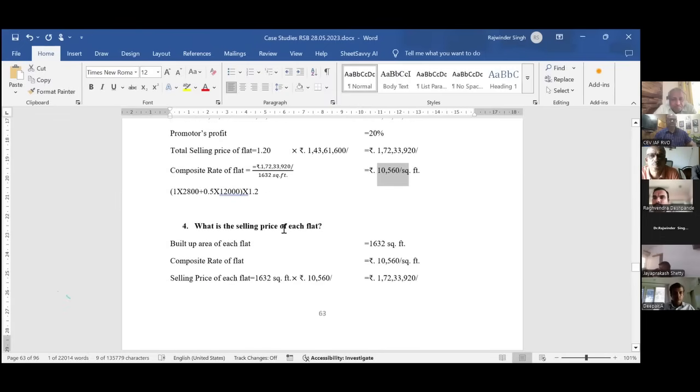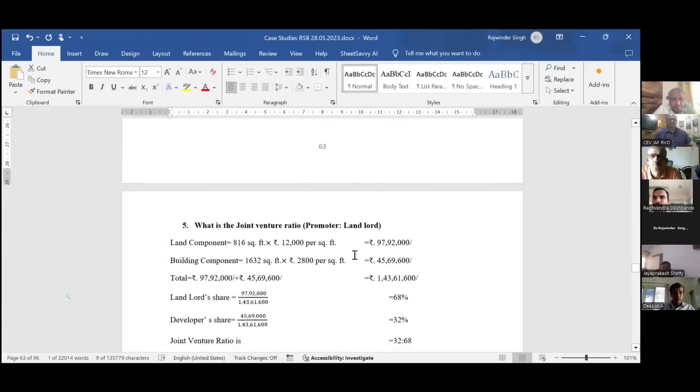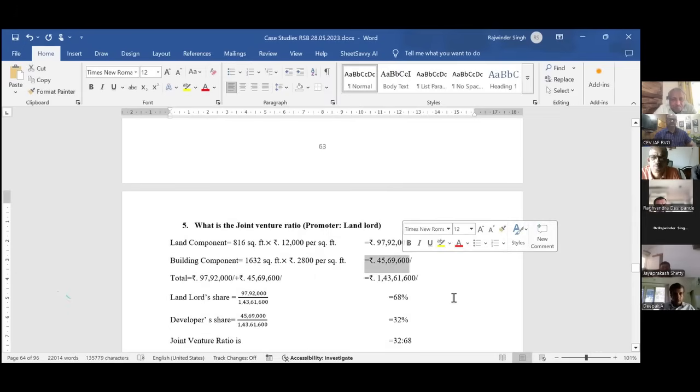So what is the selling price of each flat? We have already calculated. What is the joint venture ratio for mortgage to landlord? So land component 97 lakh 92,000. Building component for the flat is 45 lakh 69,600. So here you have to calculate what are their input. Basically, how much they have invested. So landlord has invested 97 lakh 92,000 and the builder or the investor has invested 45 lakh 79,000.